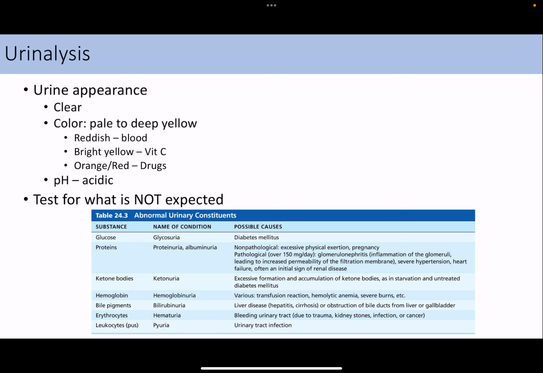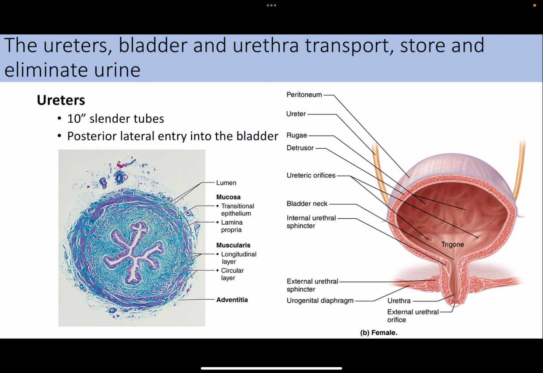It could be reddish. So your ureters, those are the tubes leading from your kidneys. They are 10-inch long, slender tubes. They have a posterior lateral entry into the bladder, so they're on the sides, on the posterior side. There is a structure within the urinary bladder called the trigone. So you have three passageways in that area. You have the two entries for the ureters, as well as the exit for the urethra. That's the trigone. It's like a little triangular outline there.